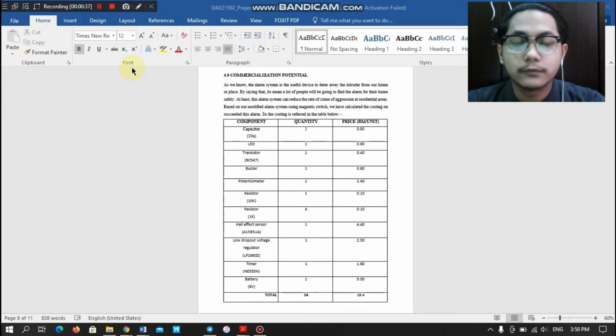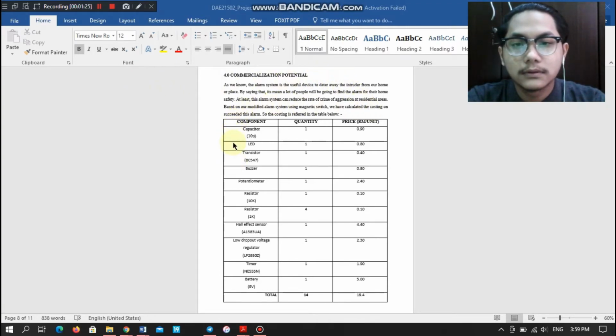So as we all know, the alarm system is a device to deter intruders from our home. So a lot of people will look for an alarm for their safety. This alarm can at least reduce the rate of crime and aggression in residential areas. After we modified our project, we calculated the costing to make this alarm succeed. The costing is referred to in the table below.